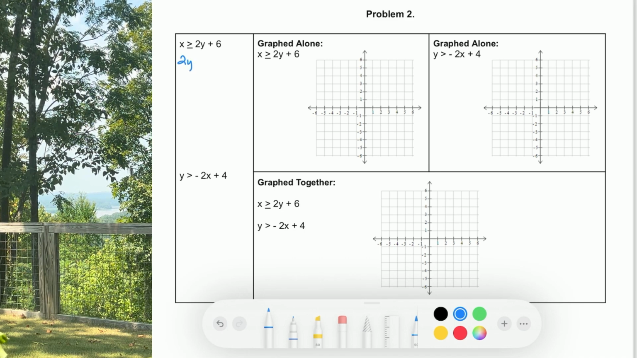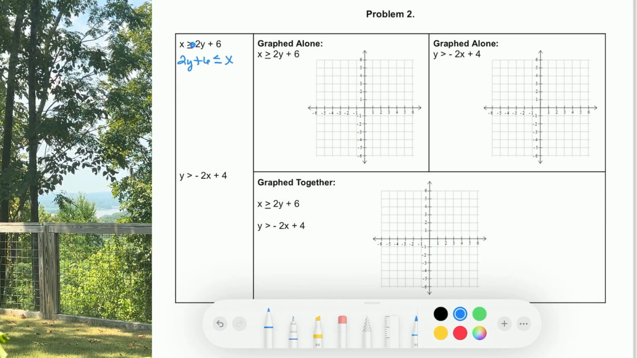So 2y plus 6. I'm going to make sure I keep the inequality pointing towards the way it was before. It had the point of it pointing towards the 2. So I want to keep that pointing towards the 2, and the open mouth of the inequality pointing towards the x. That way I don't change any values. I'm just flipping the problem.